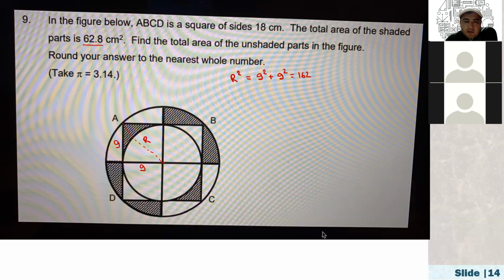Okay. Anyway, Narmin, do you think this is correct? If this one from A to the center, that's also the center of the big circle. And since the square is of size 18 centimeters, half of it must be 9. And also this one, half of it, it is 9. So it forms a right angled triangle. And the radius of the big circle is r. So 9 squared plus 9 squared is equal to r squared. From here, r is equal to 9 times square root of 2.